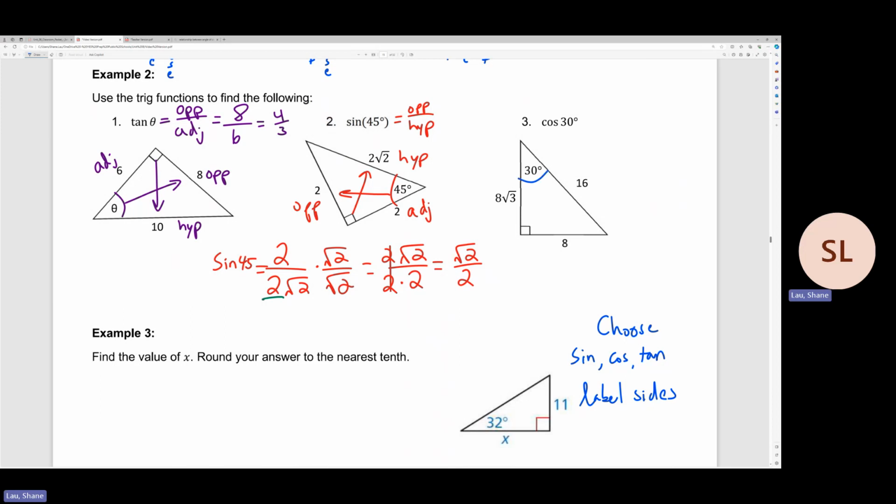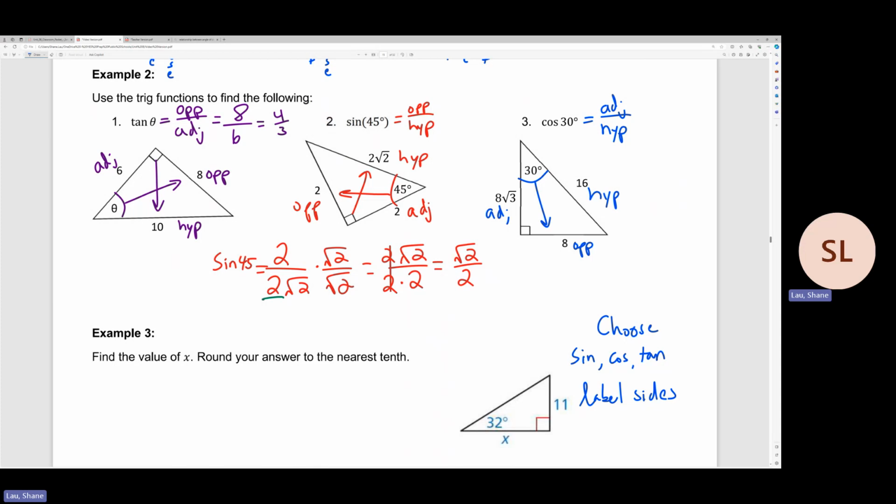30 degrees is here. I'm working with cosine, which means I want my adjacent over my hypotenuse. So I've got to figure out what is my adjacent and what is my hypotenuse. Obviously, across from 30 is my opposite. So this is opposite. Then that must mean that the 8 square root of 3 is my adjacent, and that 16 is my hypotenuse.